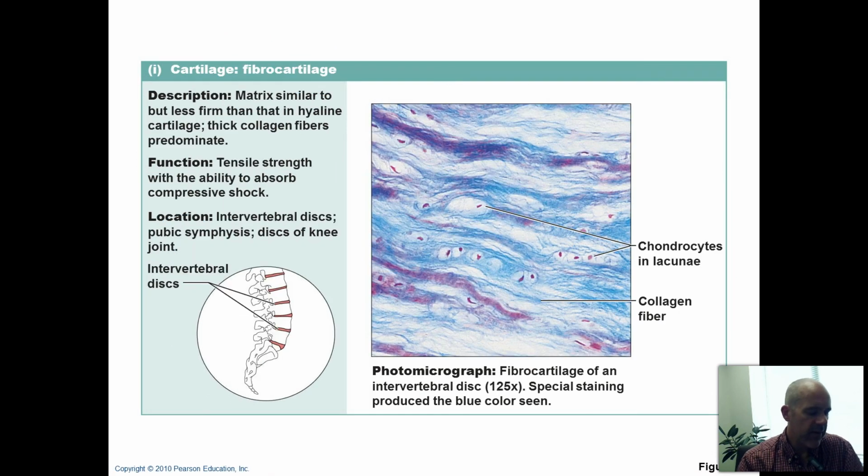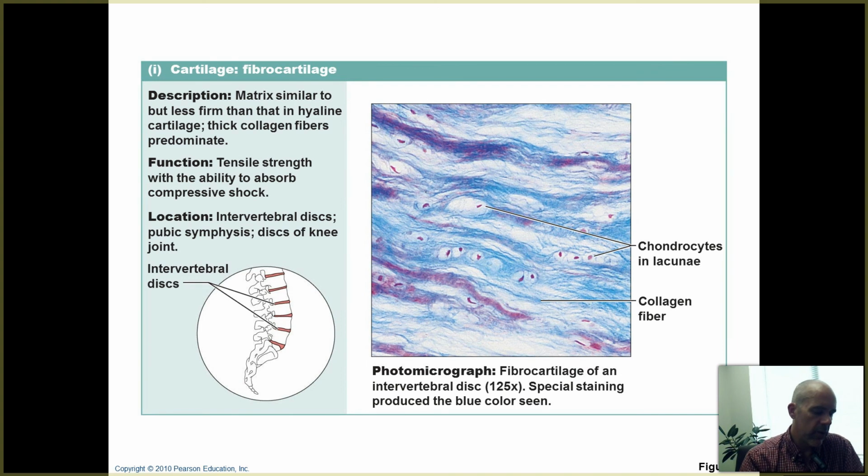All right, and finally, fibrocartilage is similar to hyaline cartilage, but not quite as firm. You have this between your vertebrae. If you've heard of spinal discs, intervertebral discs, like they're showing you there on the diagram, that's where you have fibrocartilage. You also have some at your knee joints, which we'll talk about when we cover the skeletal system.